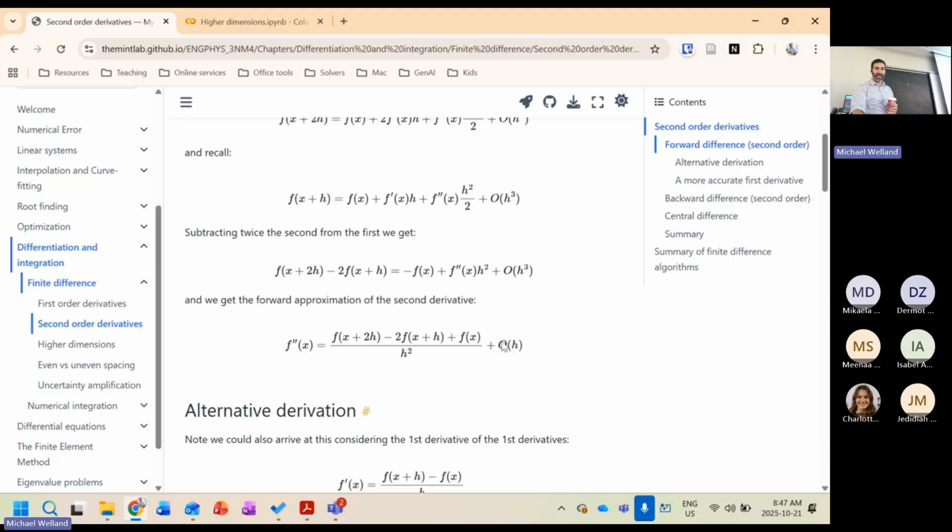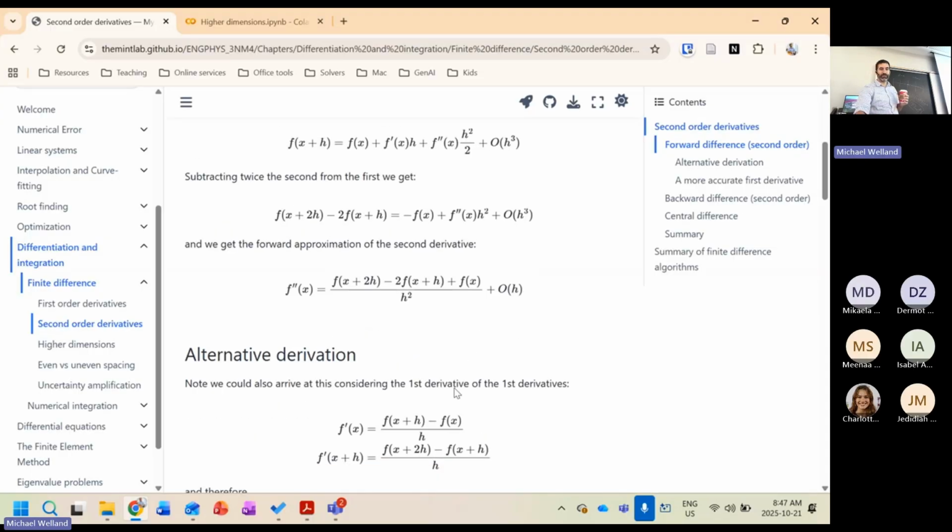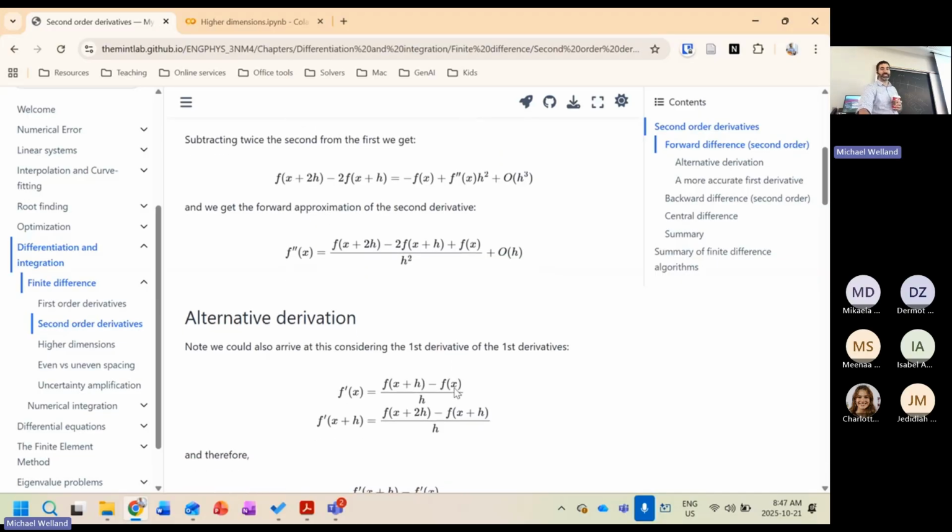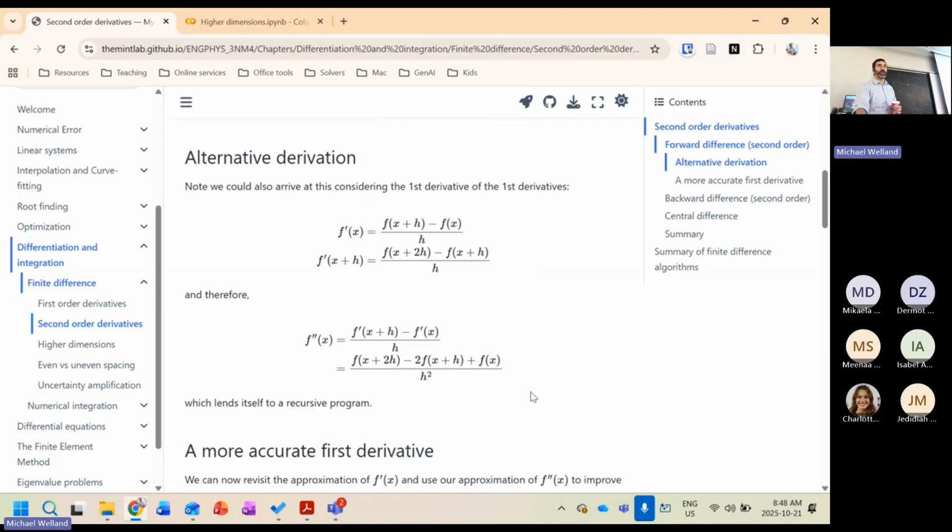This is linear, order h, because of the way that the algebra is shaped out. You could also derive this by considering the first derivative of the first derivative, right? If you took the first derivative at f of x and the first derivative at f of x plus h, and you took the derivative of that, then you could also get the exact same formula. You have to get the same formula; there's no more information in there. The nice thing about that one is that it's a recursive definition, which means that you can get into recursion programming and do all this nth order differentiation in a clean way. Is that a question? Good? Okay.